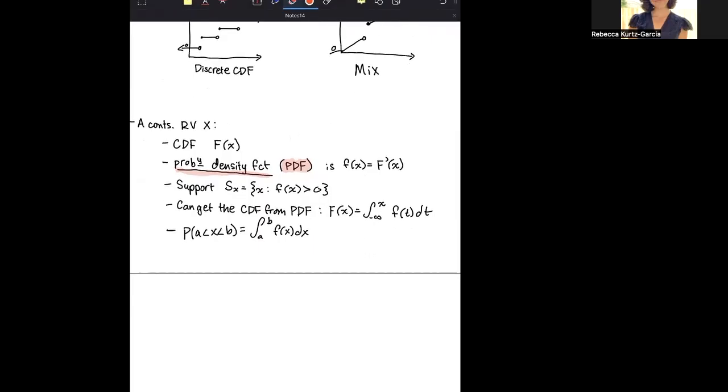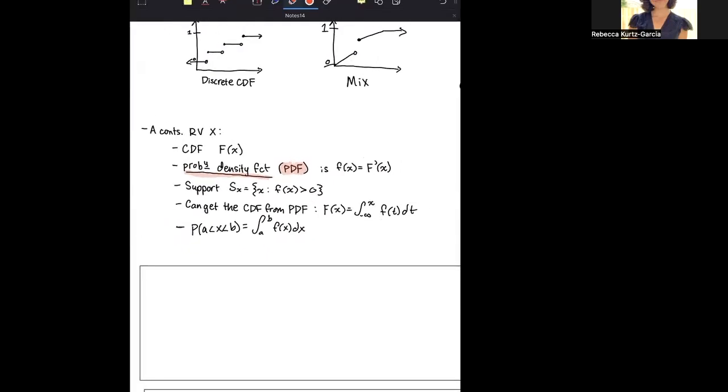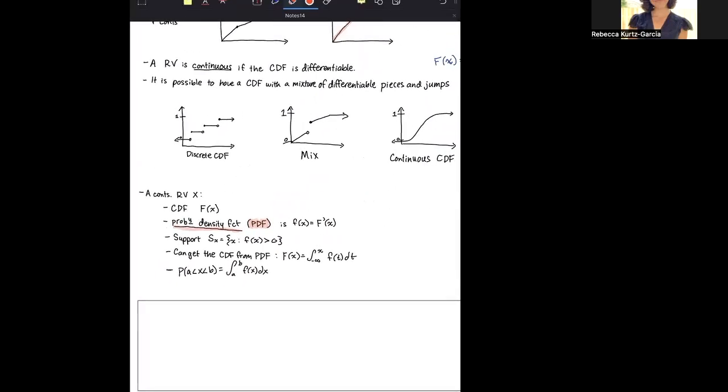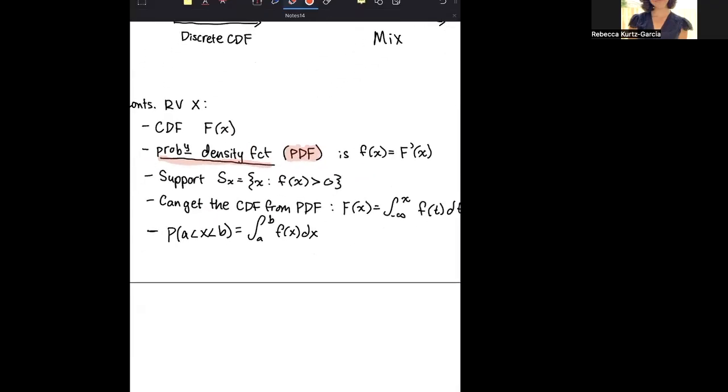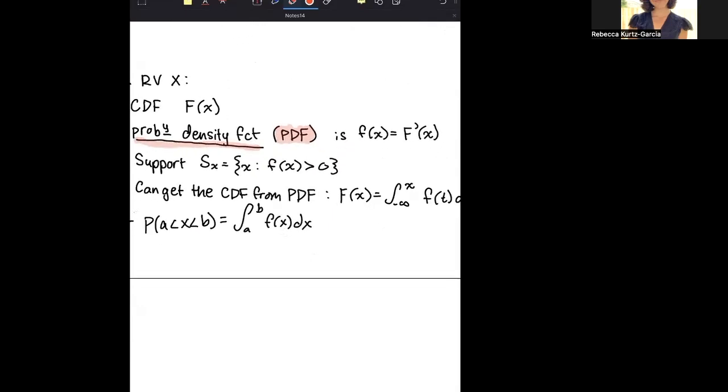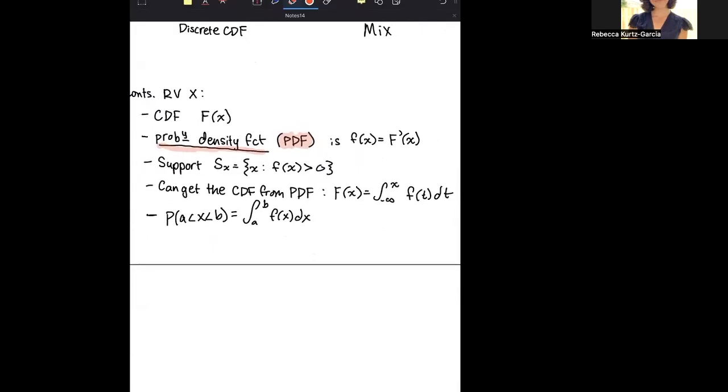We can get the CDF from a PDF. So I've defined them in terms of their CDF, and we can start with CDFs, that's fine, but we can always get the PDF from the CDF. And we can also get it vice versa, through the other direction. And then if we wanted to find a probability between two values, let's say a and b, then we can integrate the PDF, the probability density function, between those values.